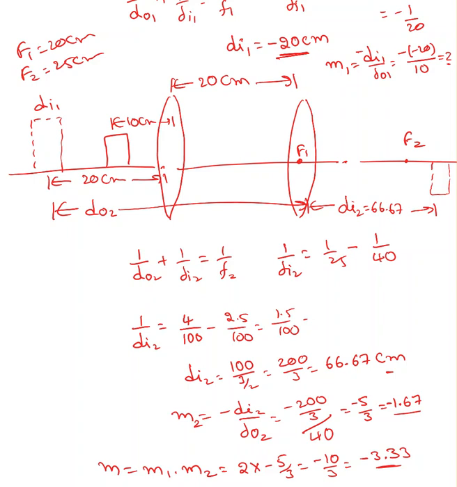I will stop this video here. I'm going to solve the other 3 combinations also. So here I have 2 converging lenses. The next ones I'm going to do are converging and diverging, diverging and converging, and diverging and diverging.